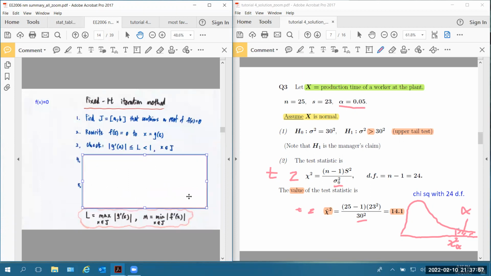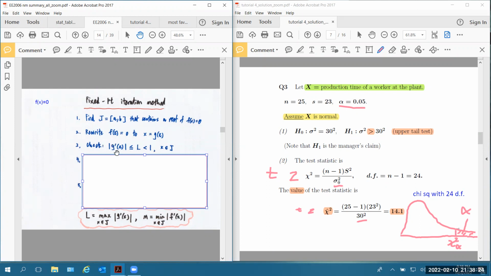So if I show you the third point now, check whether g prime x is less than or equal to L, less than 1, for all x in J. Is this true? If true, then you know that the fixed point iteration process will converge. If not true, then what? Does it mean it will diverge? May not be. Just that you cannot guarantee. So anyway, we go and check this.